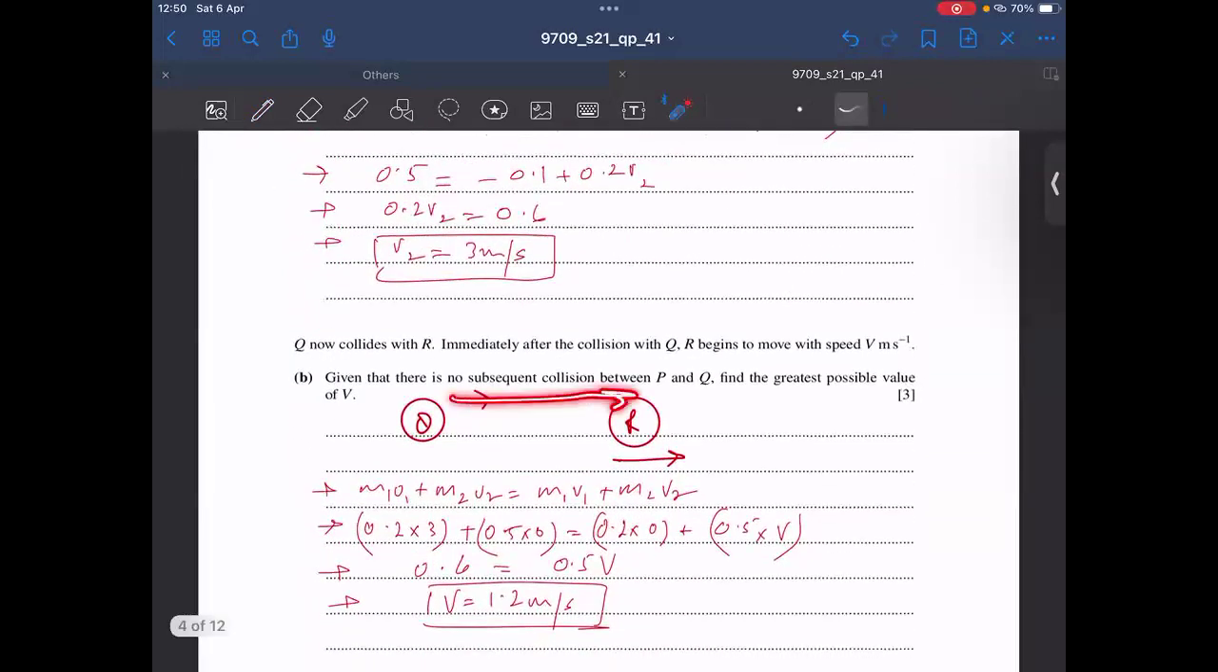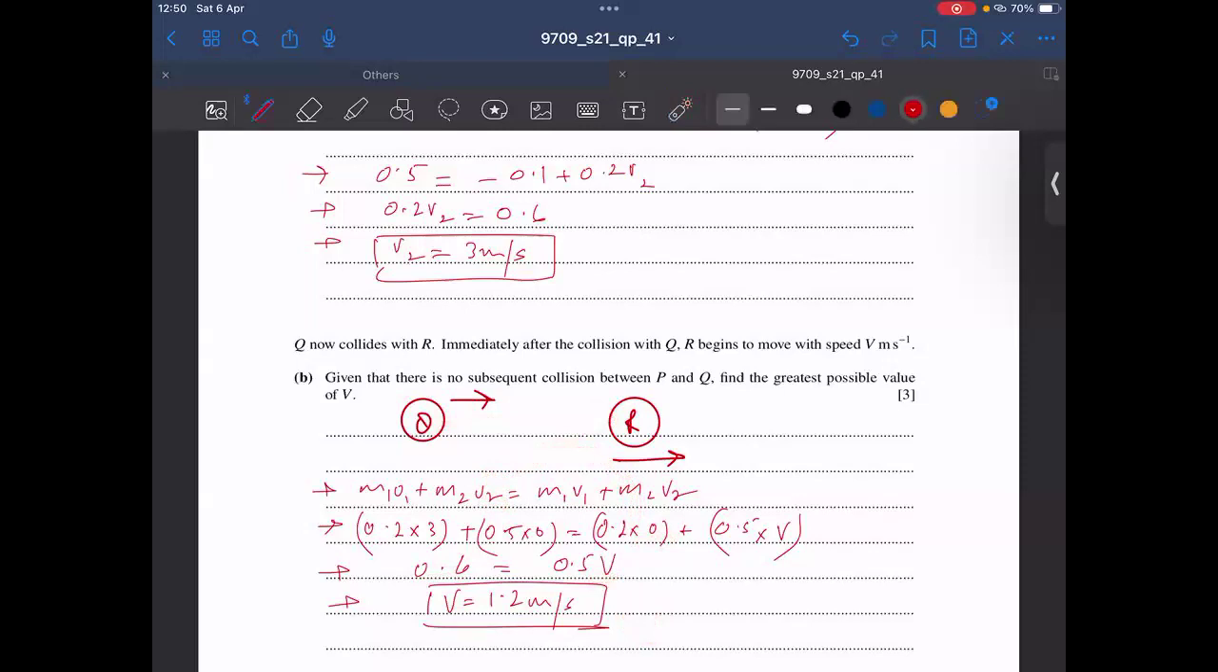If Q hits R, and after hitting R it moves along with R towards the right, then Q will have some velocity, so you will have some value over here. Then you move it towards the left and subtract it from 0.6, so we would get a decrease. So for R to attain the maximum value, Q should come to rest immediately after colliding with R, so that R can attain the maximum value of V.